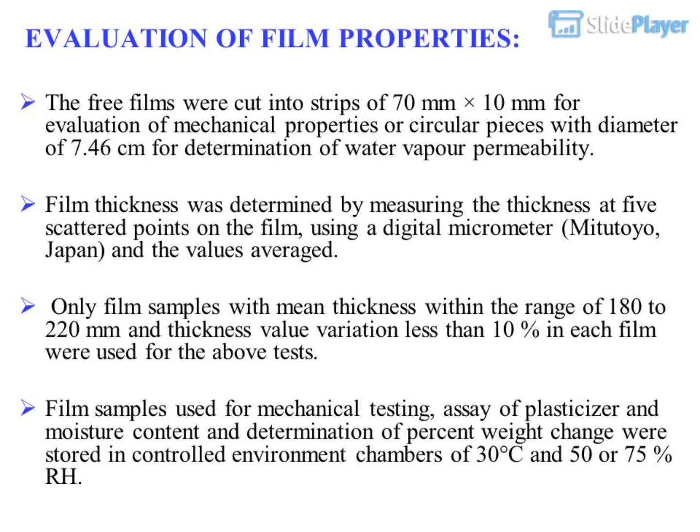Evaluation of film properties. The free films were cut into strips of 70 mm x 10 mm for evaluation of mechanical properties, or circular pieces with a diameter of 7.46 cm for determination of water vapor permeability. Film thickness was determined by measuring the thickness at 5 scattered points on the film, using a digital micrometer, Mitutoyo, Japan, and the values averaged. Only film samples with mean thickness within the range of 180 to 220 mm and thickness value variation less than 10% in each film were used for the above tests.